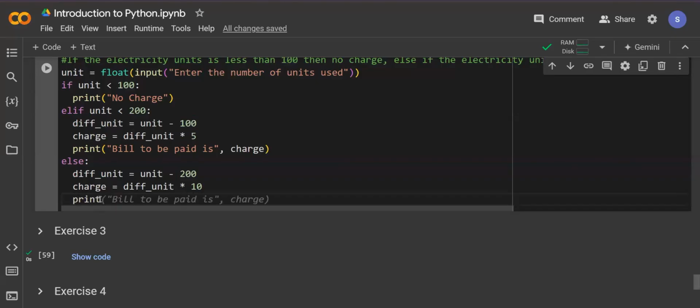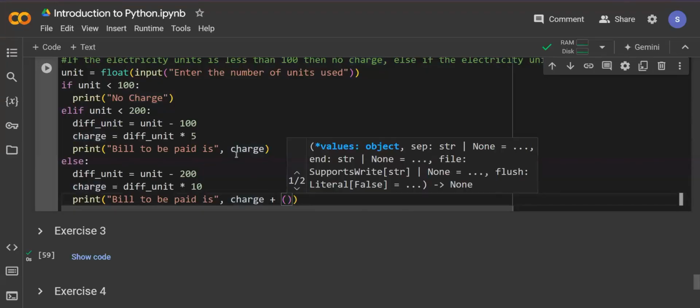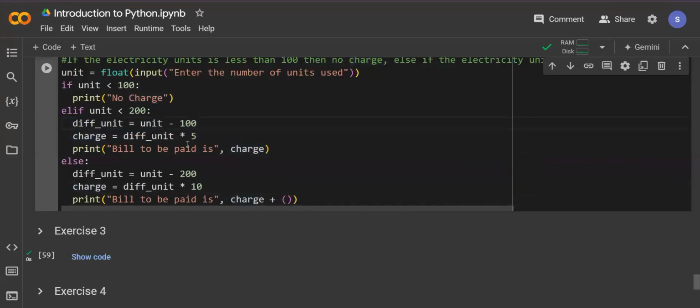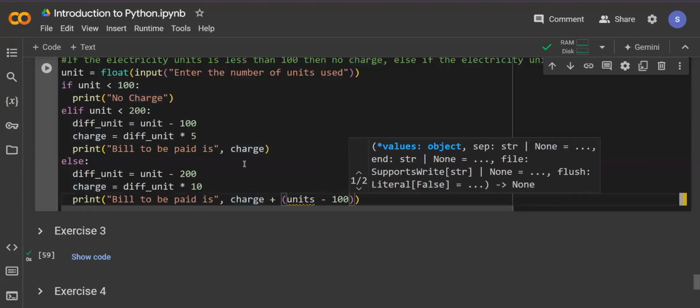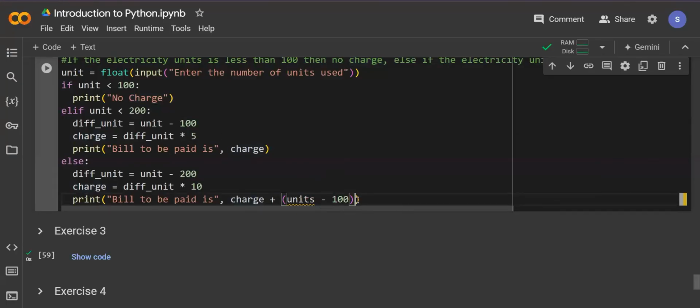Let us print it first. Print bill to be paid. Bill to be paid is, first of all, he has to pay the charges. That is this charge, that is rupees 10. Whatever he has increased in the charge, I mean, the increased version of 200, he has to pay that. Plus, he has to pay something else, that is the older charges. That is this one. Correct? So it is unit minus 100. So whatever unit is, that is differentiated by minus 100 multiplied by 5.